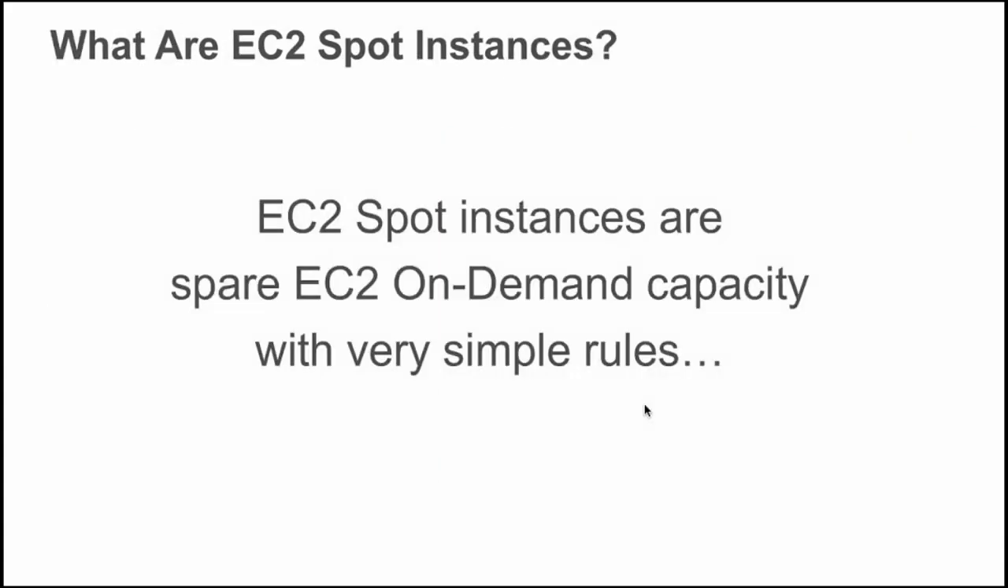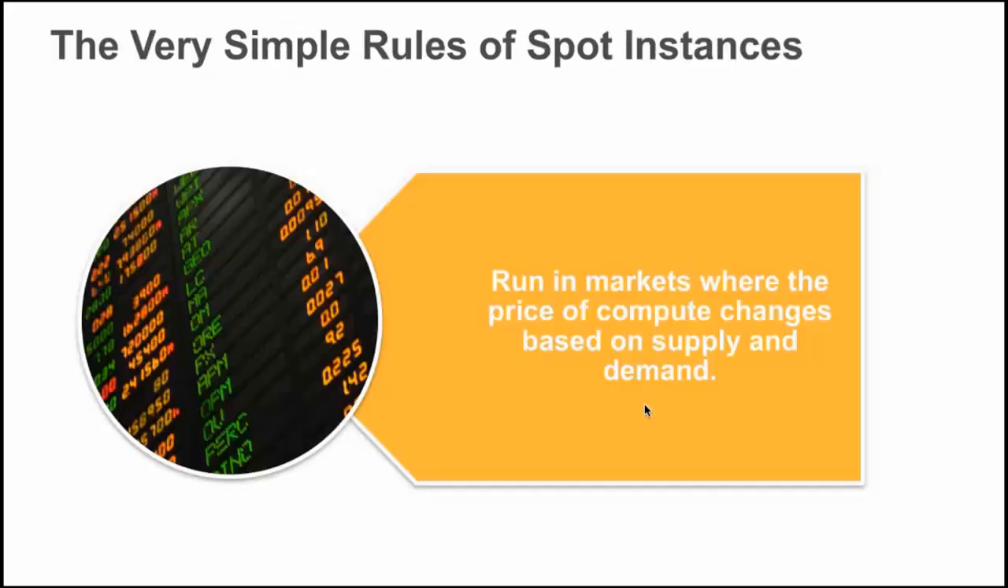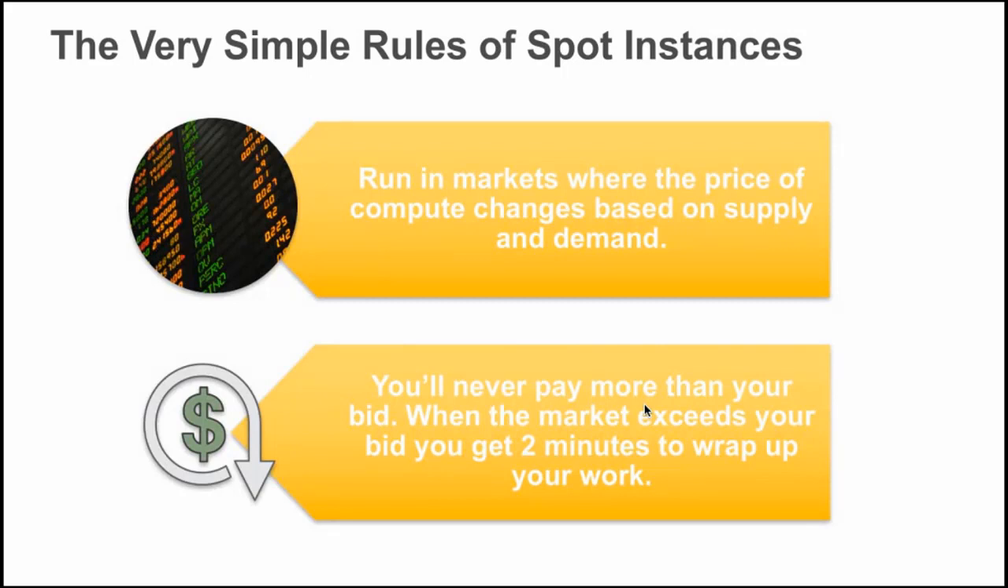So what are Spot instances at the end of the day? Spot instances are spare on-demand EC2 capacity with a couple of very simple rules. The first rule is that the Spot market is a market where the price of compute changes based on real-time supply and demand. The second rule is that you'll never pay more than what you bid. So when you ask for a Spot instance, you essentially say, here's my bid price. This is what I'm willing to pay up to. If the market price ever exceeds your bid price, you'll get a 2-minute warning to wrap up your work and move on. And you'll see that EMR Instance Fleets helps you gracefully handle that potential 2-minute warning.